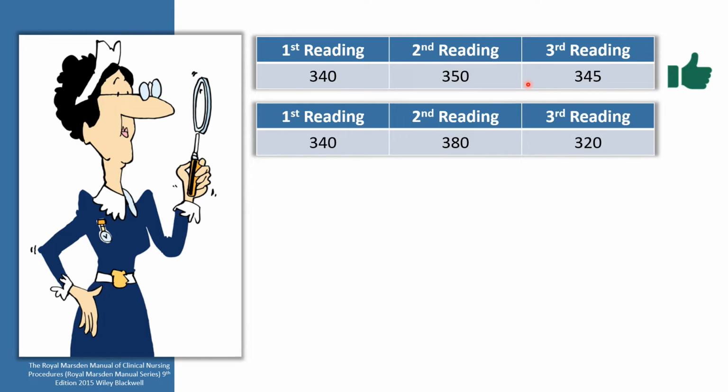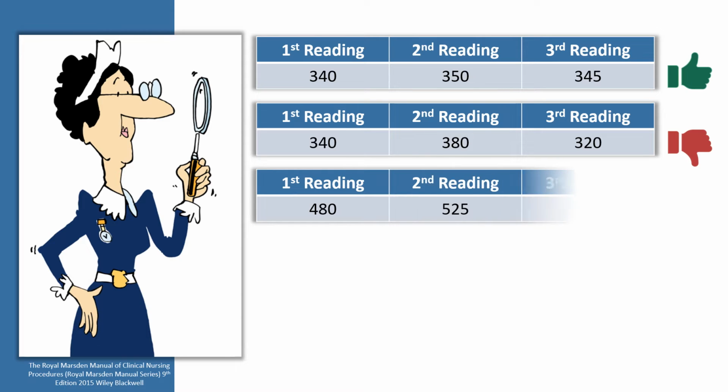Let's look at a bit of a different one. If you look at 380 and the closest one to that is 340, well, that's already 40 litres difference, and it's even more with the other one, so you'd have to reject that one. Do another one. 525 is the top one, 480 is the bottom one, and clearly that is a thumbs down.